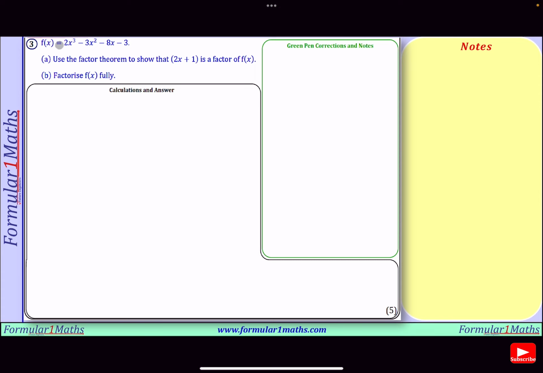Question 3. F of x is equal to 2x cubed minus 3x squared minus 8x minus 3. A. Use a factor theorem to show that 2x plus 1 is a factor of f of x. B. Factorize f of x fully. For A, if I equate 2x plus 1 to 0 and solve for x, 2x plus 1 equals to 0 means x is equals to minus 1 over 2. So for 2x plus 1 to be a factor, if I substitute minus half into f of x, I must get 0.